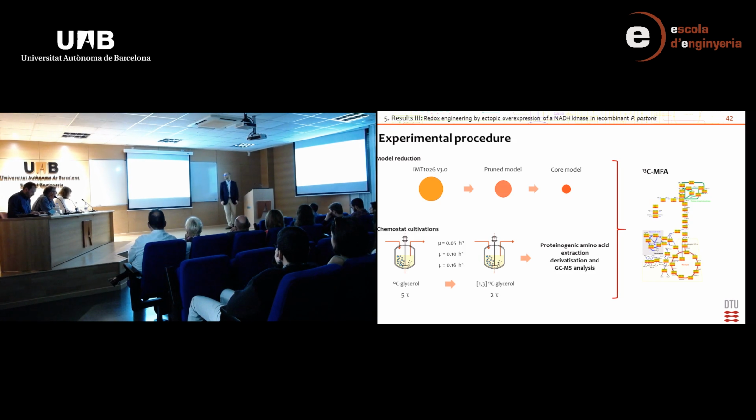So here is a graphical representation of the experimental procedure. First, we took the full genome scale metabolic model and then reduced it to a core one. We also performed chemostat cultivations at different growth rates with labeled glycerol, and finally extracted, derivatized, and analyzed with GCMS the proteinogenic amino acids. Finally, with all this information, we were able to perform the metabolic flux analysis.